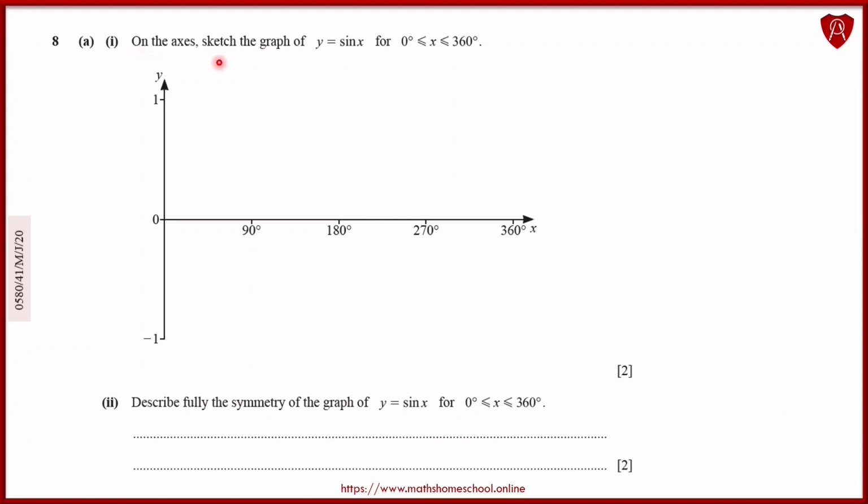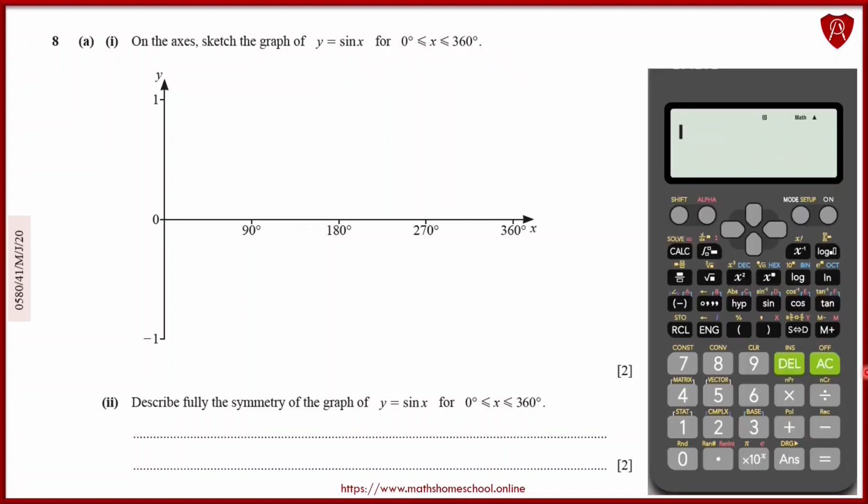Question 8. On the axis, sketch the graph of y is equal to sine x for x between 0 and 360 degrees. To make a reasonable sketch, let's take advantage of our calculator and create a table of values. Mode, press 7 and enter sine x, close brackets. Press equals. We shall start with 0 equals, end at 360 equals. We can go into as many steps as we wish, but it is a sketch, so only a few points are needed. Let's go in steps of 90 degrees.